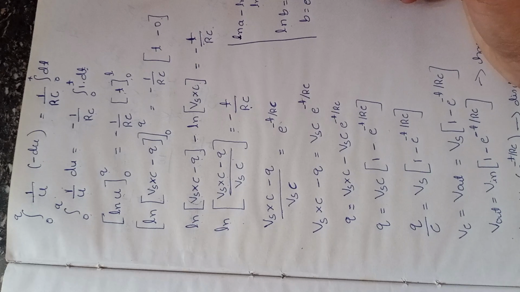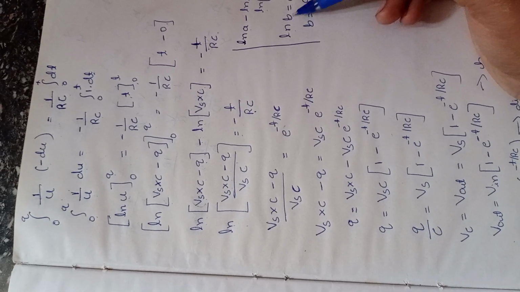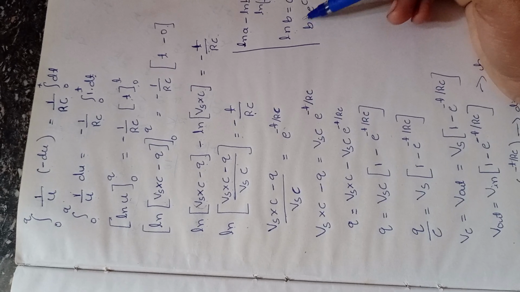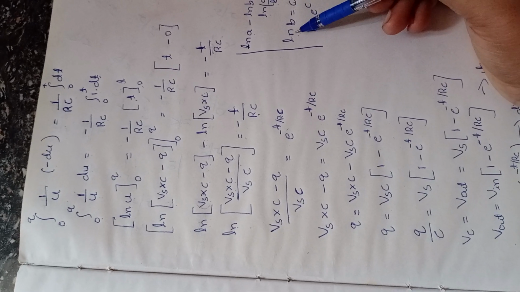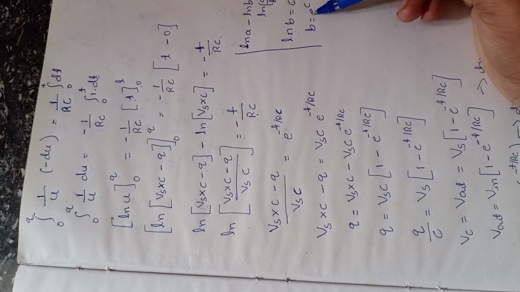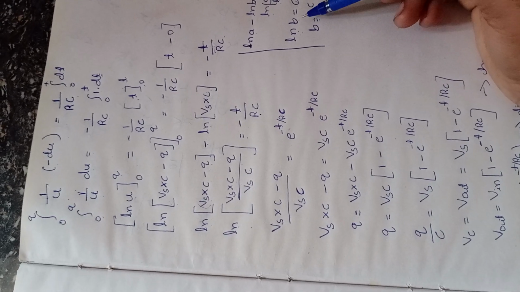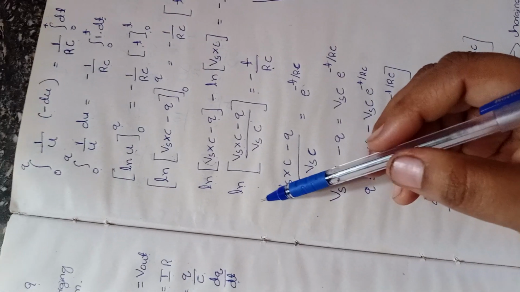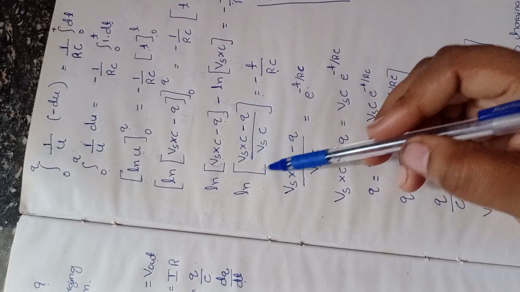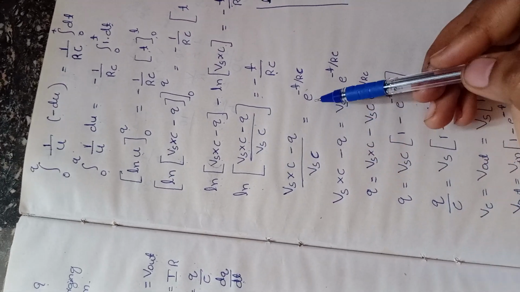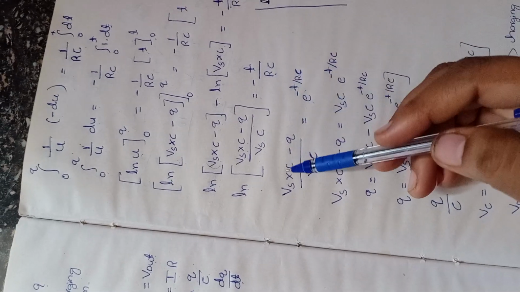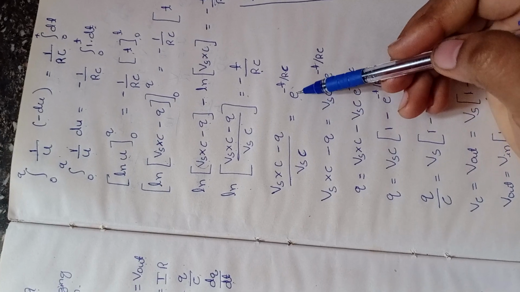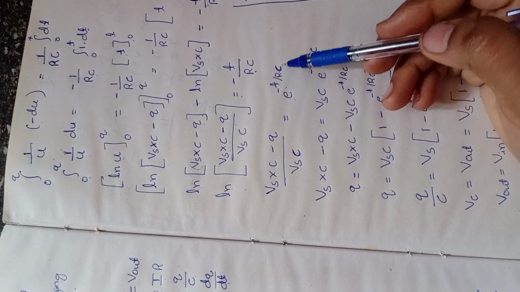Okay, and we also know one more logarithmic property: ln B is equal to C, we can write it down as B is equal to e power C. Ln has the base value of e and the power C. So I am writing it down, this is the B value, B equals e power C. So Vs into C minus Q divided by Vs into C is equal to e power minus t by RC.